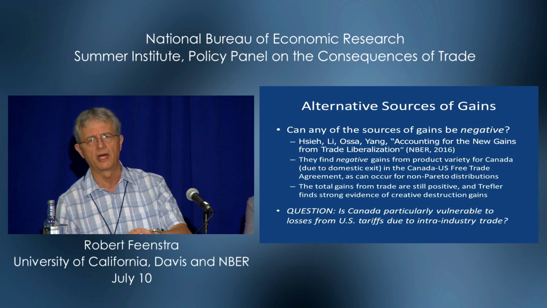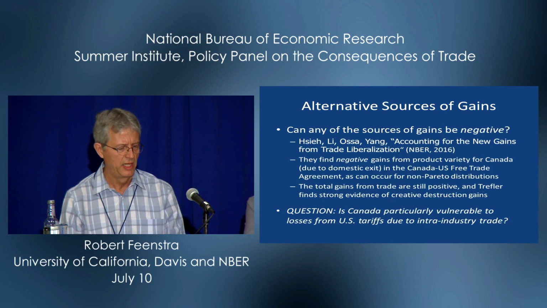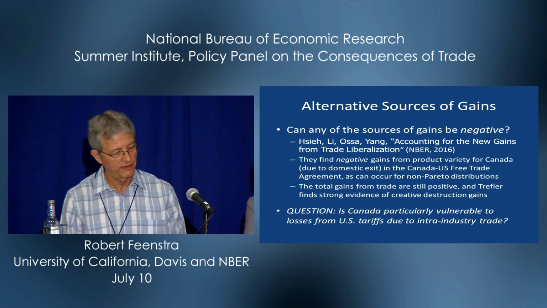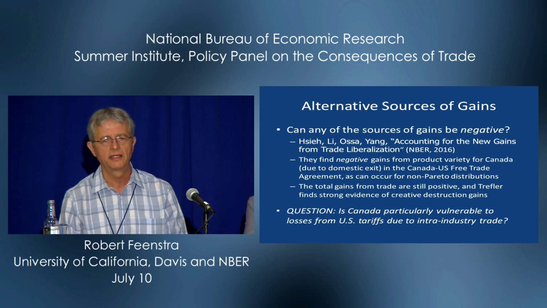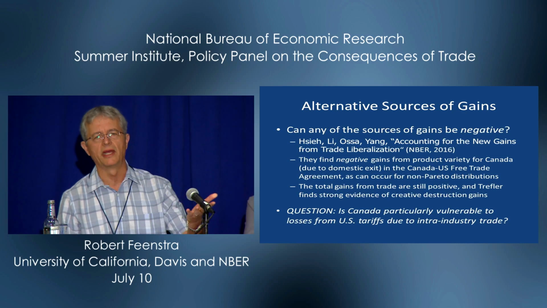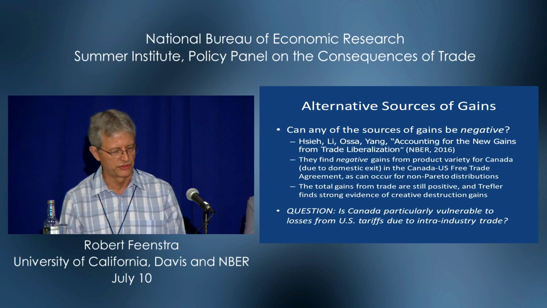I already mentioned one case, and that was ACDR in the case of non-homothetic preferences. But this can also happen with homothetic preferences. Recent work by Cheng Tai-Sheh, Ralph Osa, and co-authors look carefully at the Canada-US Free Trade Agreement. They find negative gains from product variety for Canada. That is, there was more exit of domestic firms in Canada than entry of new product varieties from the United States. And that can certainly occur with a non-Pareto distribution.